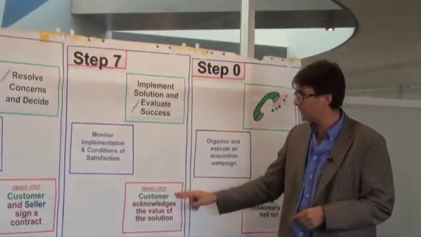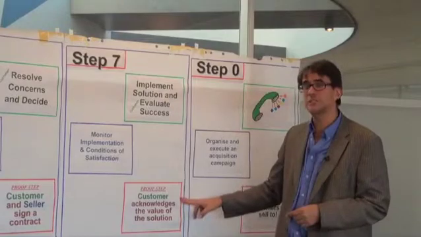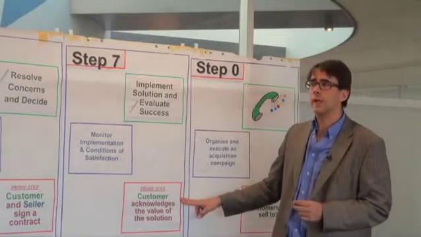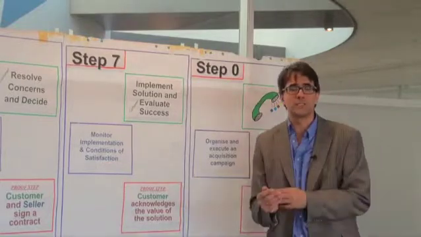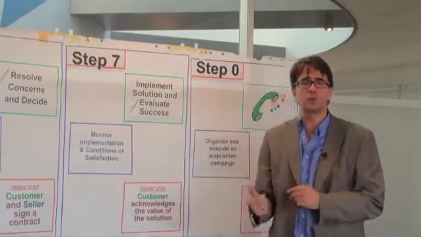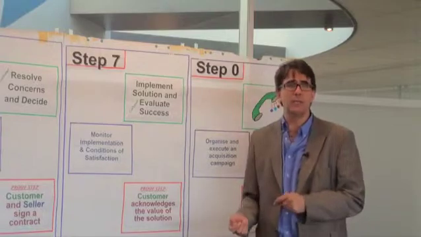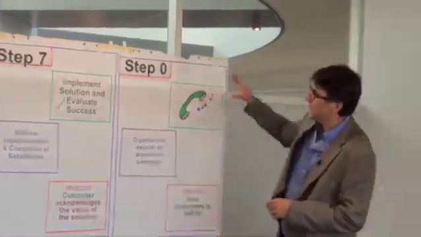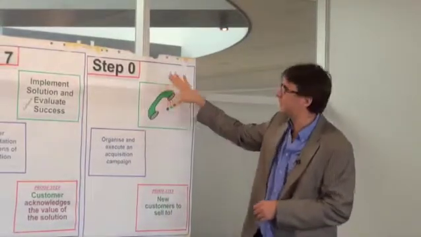Proof step of step 7, the customer acknowledges the value of the solution. Okay. Yeah. So quite simple. The customer says it was great, it's working really well, it's going the way we want it to. And now finally we come to step 0.